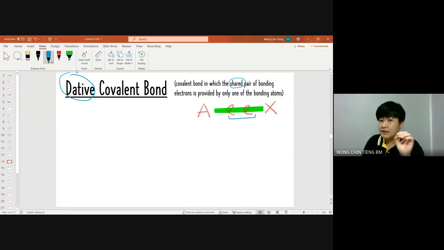Tak kisah A atau X, tapi dua-dua elektron ni kena datang daripada seorang je. Dengan kata lain, seorang je bagi. Seorang lagi tu ambil dan kongsi. Dia tak buat apa. Dia tak contribute apa. Macam apa lah. Miss Wong dia tak contribute. Alright, we are forever dative bond.